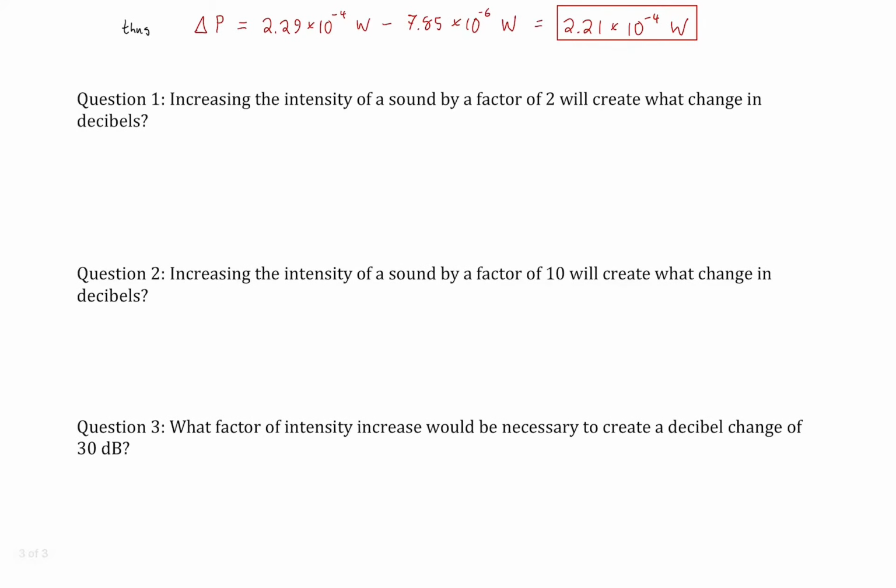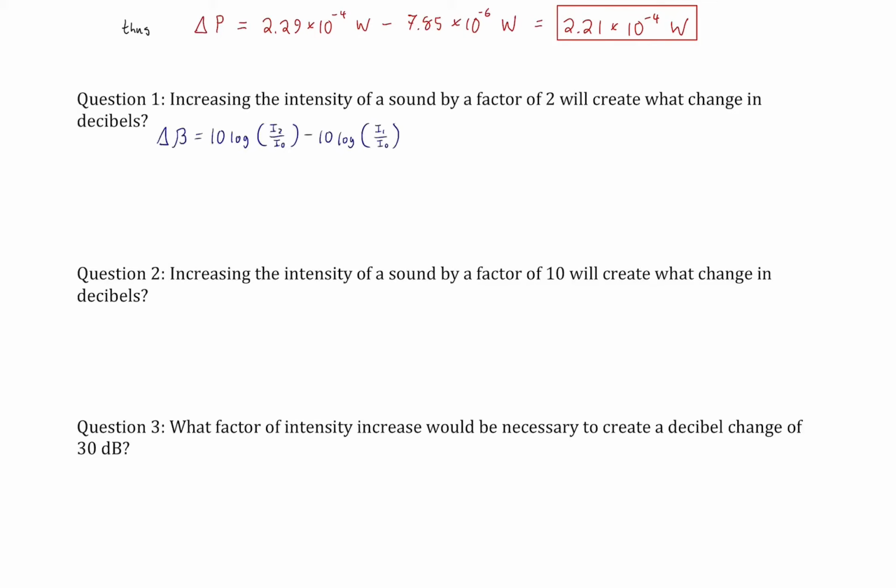All right, 3 of them. So question 1, increasing the intensity of a sound by a factor of 2 will create what change in the decibels? So in other words, does doubling the intensity mean doubling the decibels? Well, certainly not, because the whole point of the decibels is the logarithmic scale. So doubling the intensity actually shouldn't have that big of an effect on the change in the decibel value.